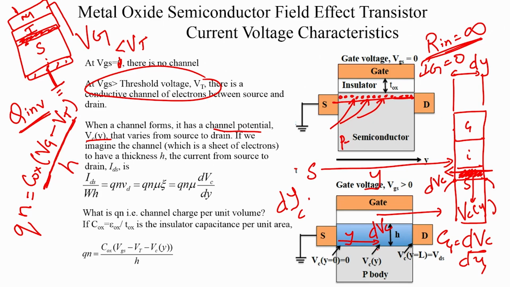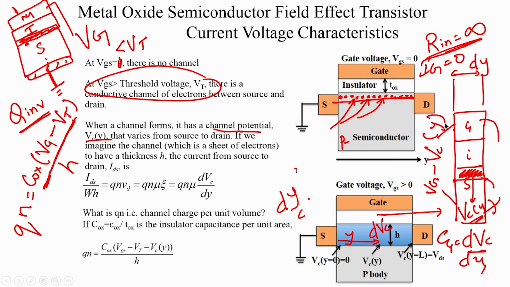Now, if you think of it as a MOS capacitor, the semiconductor is not at ground, but at some Vc, and therefore, the gate to semiconductor voltage difference is not Vg, but it is Vg minus Vc. So, this difference is Vg minus Vc of y, that is the gate to semiconductor.